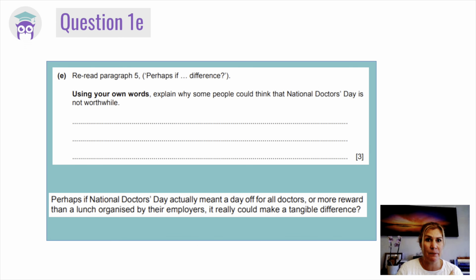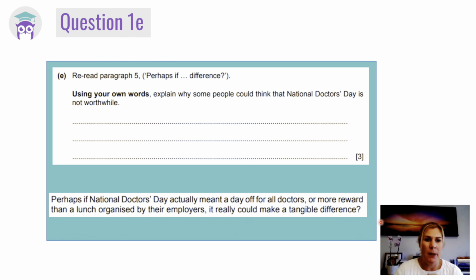Okay, and then 1e, reread paragraph 5, this teeny tiny one. Using your own words. Notice it's in bold. This is the important thing. We've got to have synonyms. We have got to rephrase our answers. Explain why some people could think that National Doctors' Day is not worthwhile.